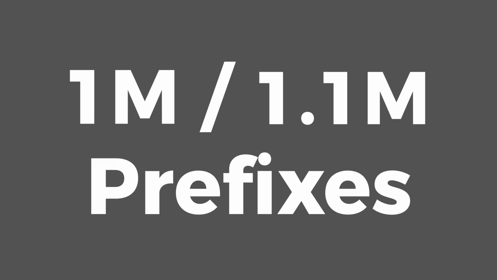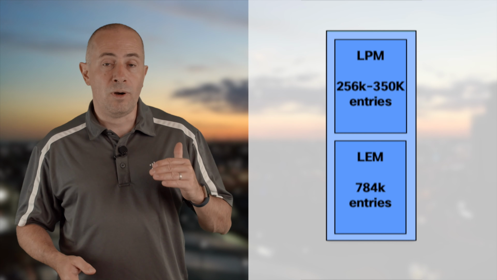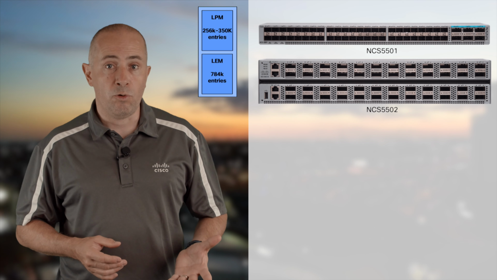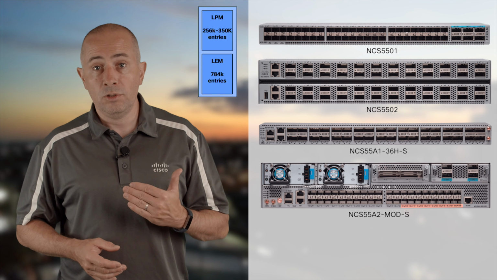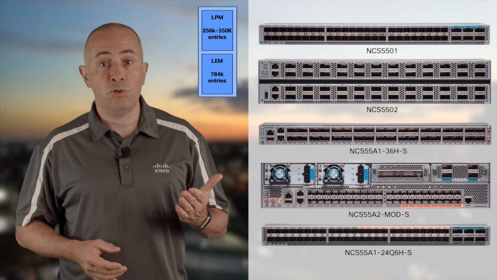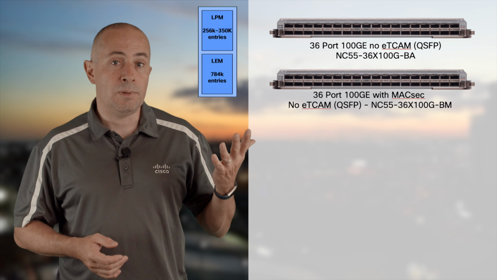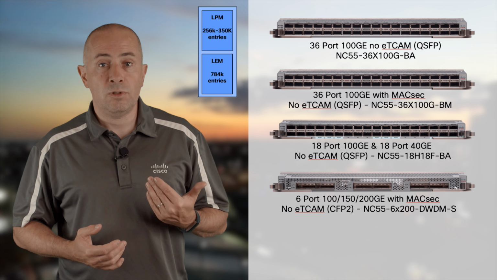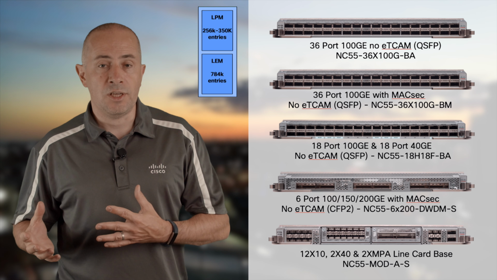First level, 1 million prefixes, split in 784K in LEM and around 350K in LPM. That's the scale for NCS 5501, 55A136H, 55A2 mode, 55A124Q6H, and the line cards: 36 by 100 gig non-eTCAM, 36 by 100 gig MACsec, 18H 18F, 6 by 200 gig IP over DWDM, eTCAM, and finally the modular LC non-eTCAM.